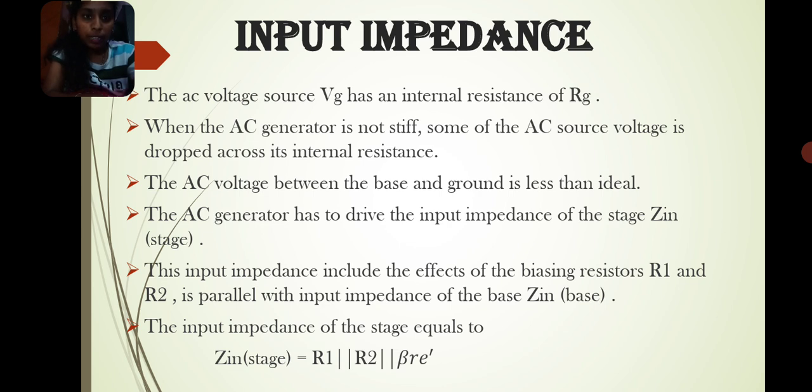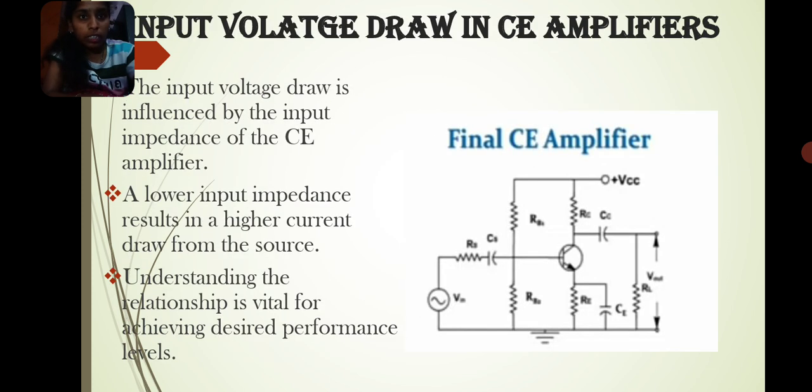The input impedance includes the effects of the biasing resistors. R1 and R2 are in parallel with the input impedance of the base, Zin(base). The input impedance of the stage equals Zin(stage) = R1 parallel with R2 parallel with beta re'.